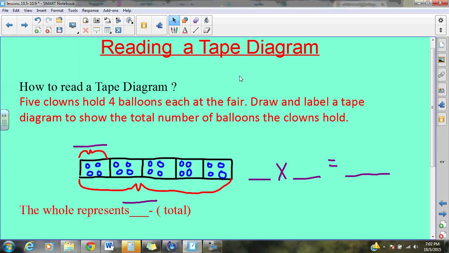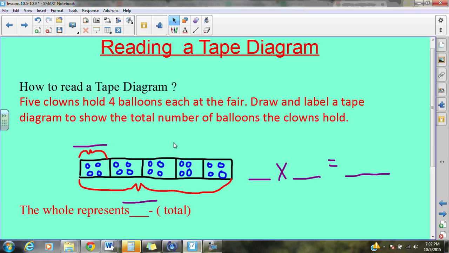Reading a tape diagram. What is a tape diagram? It is just basically a bar model that's broken up into parts where you can see the size of the groups. You could use a tape diagram for many different things. You could use it for fractions. You could use it for multiplication or division, just what we're going to do today.